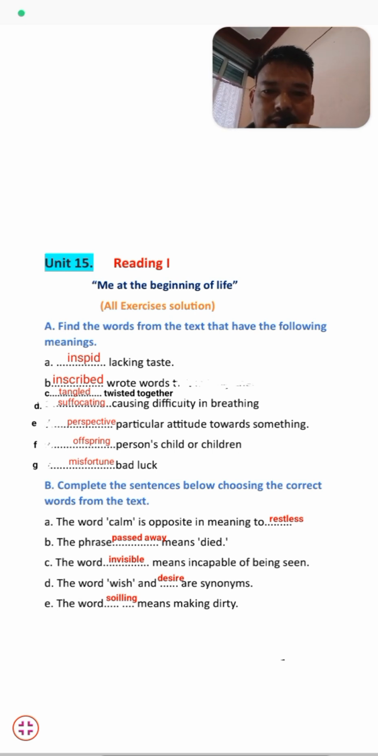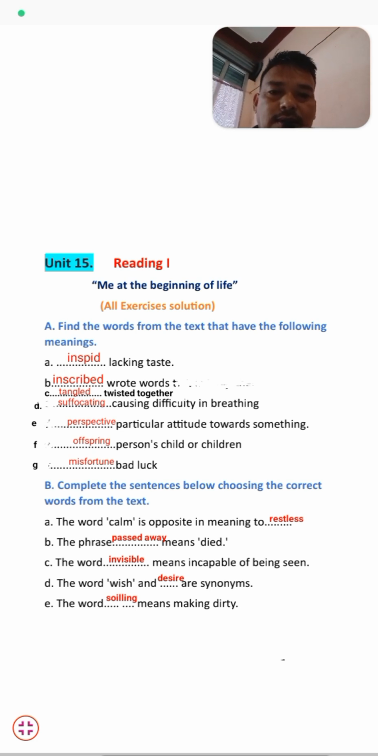And B: the phrase dot dot means died, that is passed away. In another word, if I have to say died, then you can say passed away. C: the word dot dot means incapable of being seen. Yes, that's invisible, that cannot be seen.